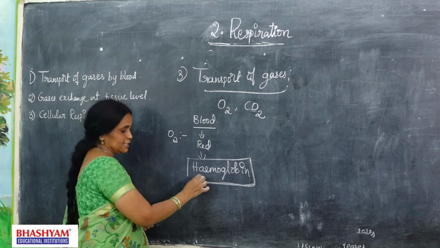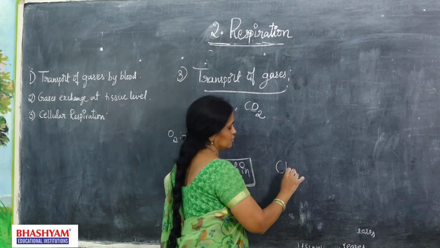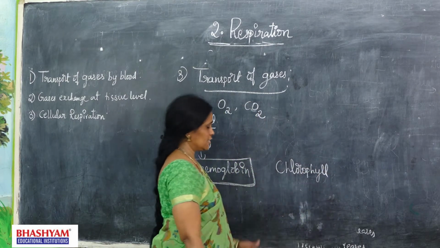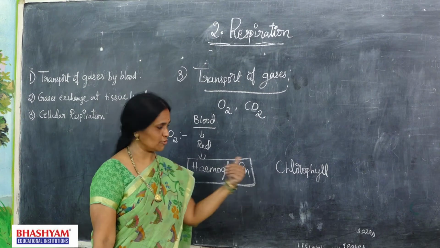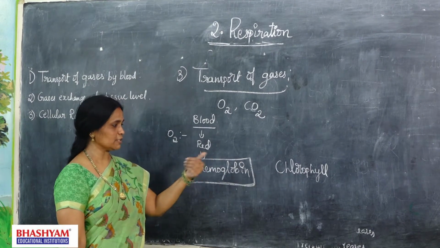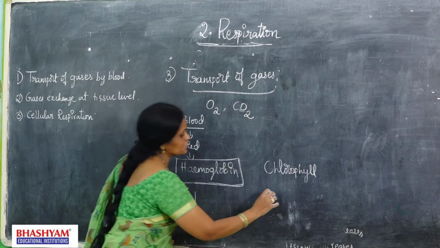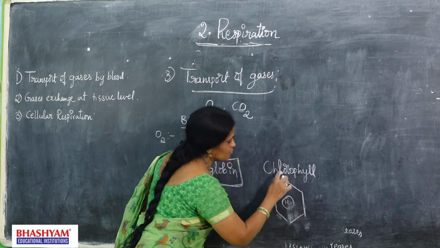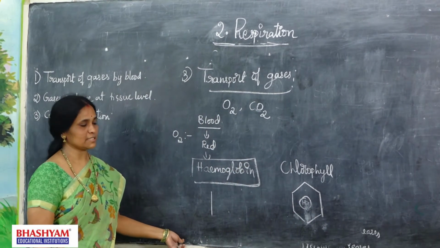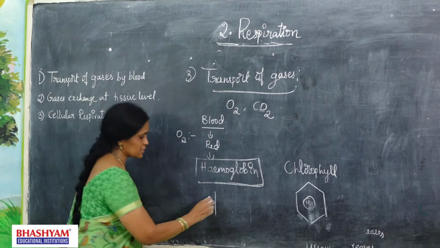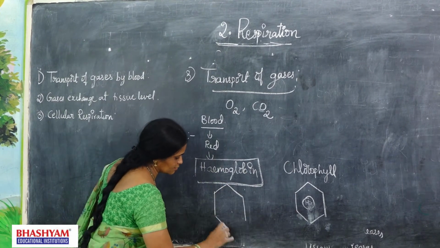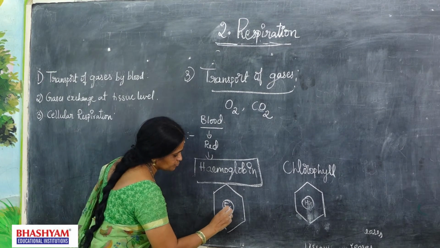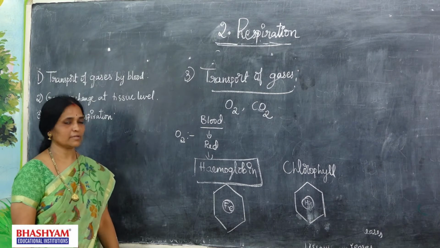Hemoglobin in its structure is similar to chlorophyll. We studied in the first lesson that the green color pigment present in plants is called chlorophyll. Structurally hemoglobin is similar to chlorophyll, but the difference is that chlorophyll has a magnesium ion in its middle and helps in photosynthesis, that is, in trapping sunlight. In the middle of hemoglobin there is iron, and it is involved in the process of respiration.